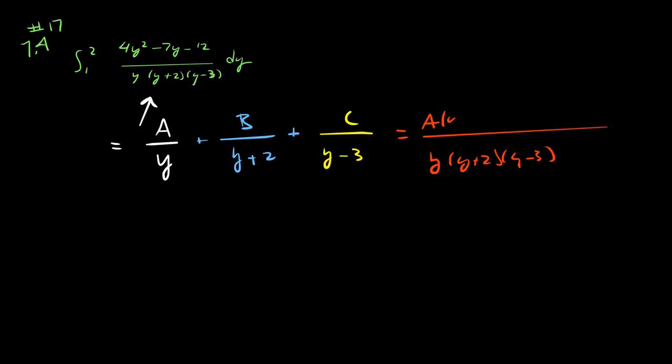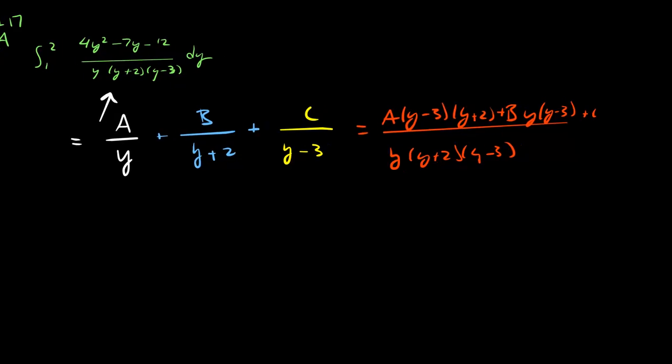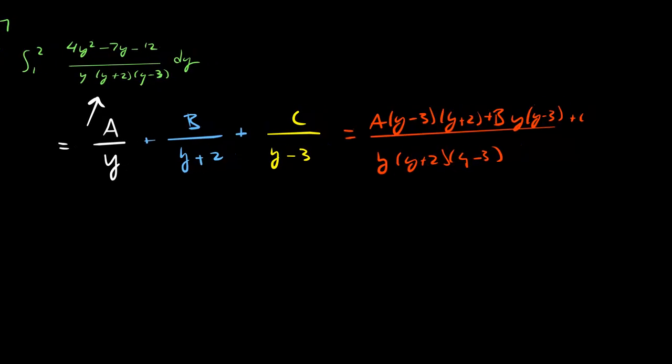So A will be multiplied by a y minus 3 and a y plus 2, excuse me. B will be multiplied by a y and a y minus 3, and then C will be multiplied by a y and a y plus 2. Great. Now let's think about when I put things back together in the numerator here, when I expand that out, the largest one I'm going to have is a y squared term. And so let's think about y squareds.